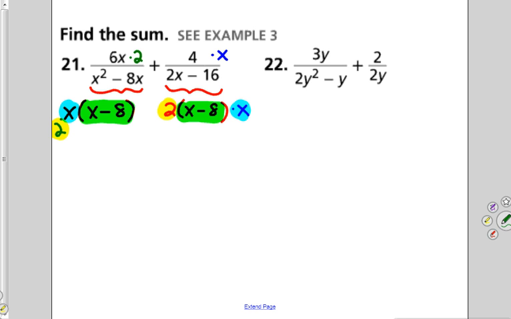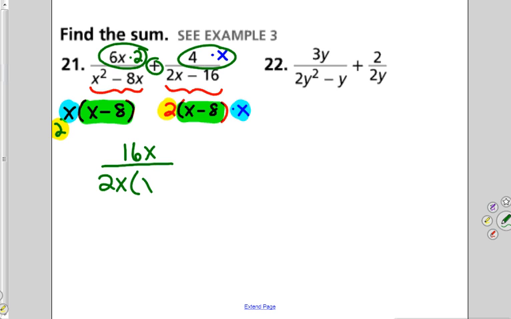All right, let's clean this up by doing 12x plus 4x, which is 16x. On the bottom, we have the common denominator, 2x times x minus 8. Now, if you notice that we have some things that can cancel, you are right. We have the factor x minus 8 times the factor x times the factor 2. In the numerator, we have 16, which can be written as 2 times 8 times x.